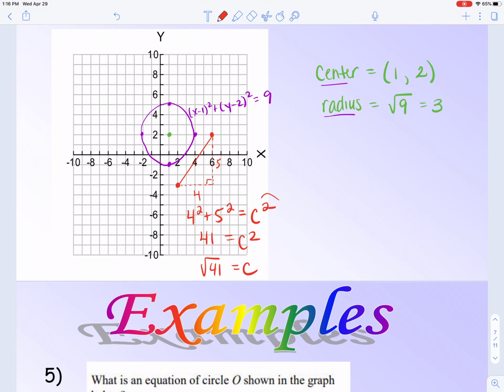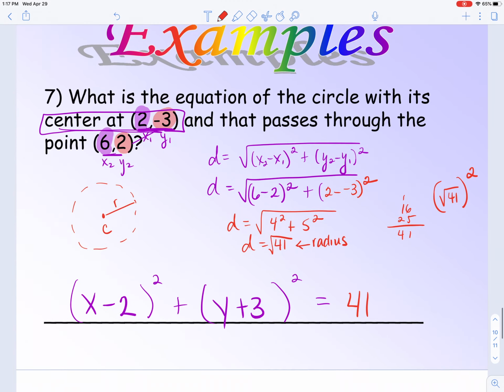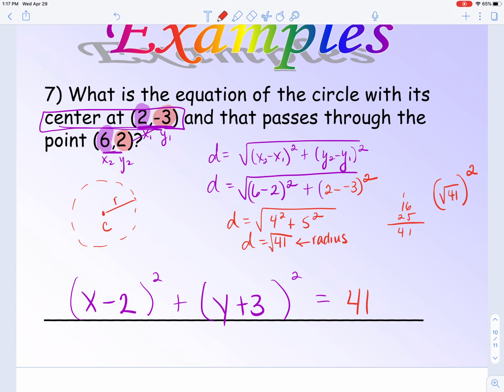So you could use the distance formula and the Pythagorean theorem interchangeably, and you would only need to use them when they're giving you a center and a point on the circle that's not horizontal or vertical from the center.